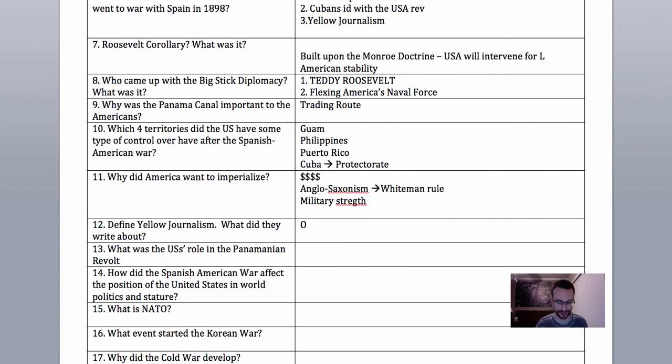Define yellow journalism. Oversensationalized journalism. Hello, wake up, smell the coffee. They're going to be like rumors. They're going to be tabloids. Not everything is going to be 100% true. It's going to be mostly true, though. Or maybe not. Who knows? What are they going to write about? The biggest thing that you guys need to know is about the Maine. Remember the Maine? To hell with Spain.